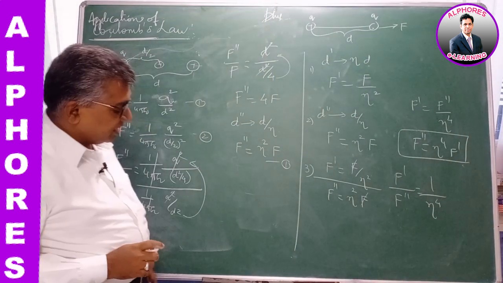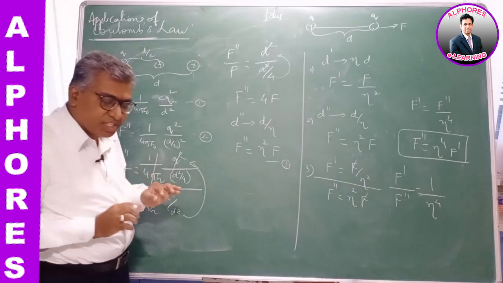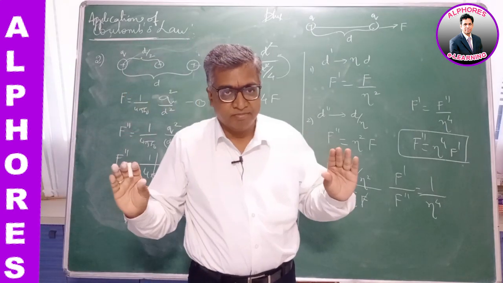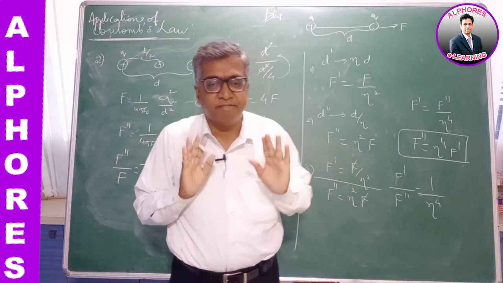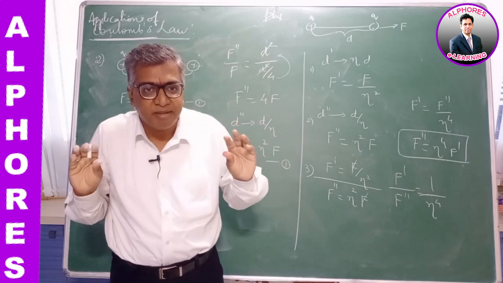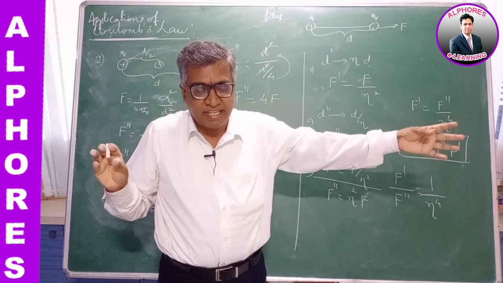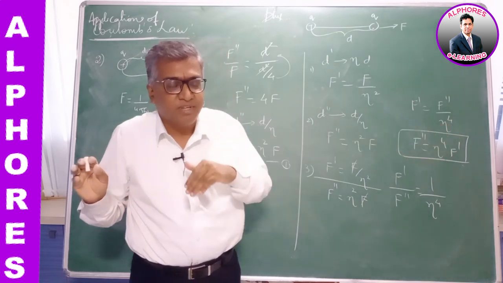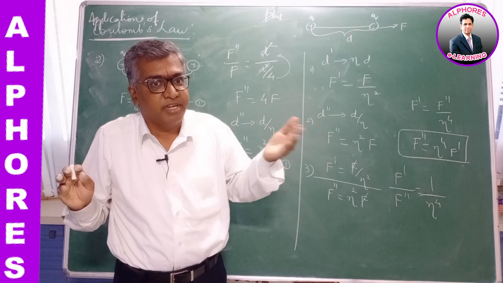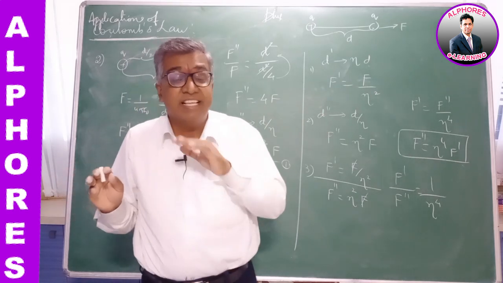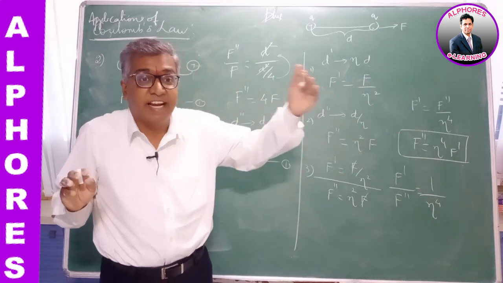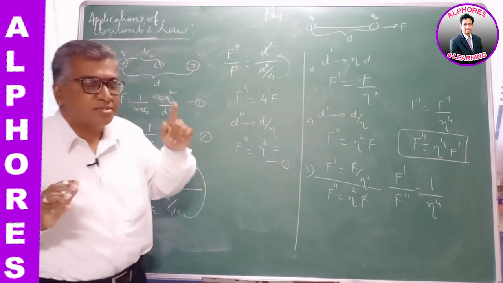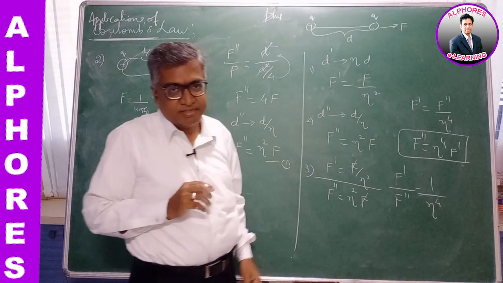Right? There are three things we have learned in this one. First, initially two charges are at a distance d. The force between them is F. Now the distance between them is doubled. When you double the distance, the force becomes 1/4. Tripled, 1/9. 4 times, 1/16. When you increase the distance n times, the force becomes F by n square.